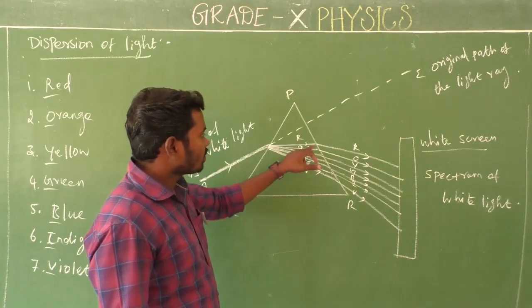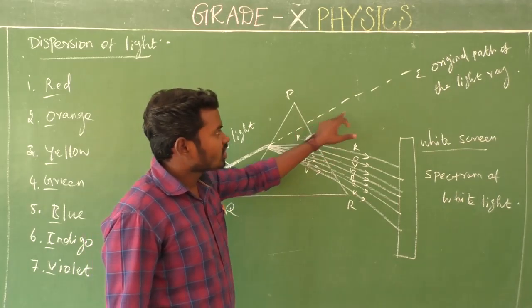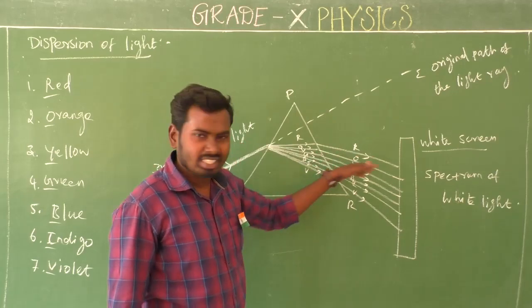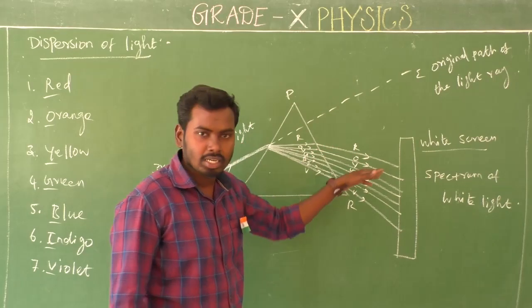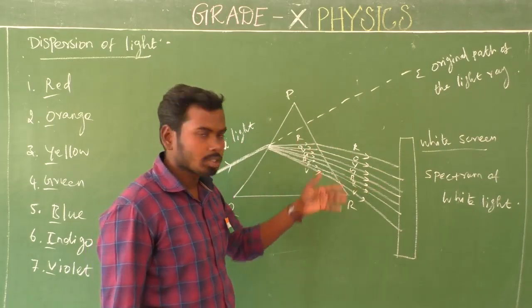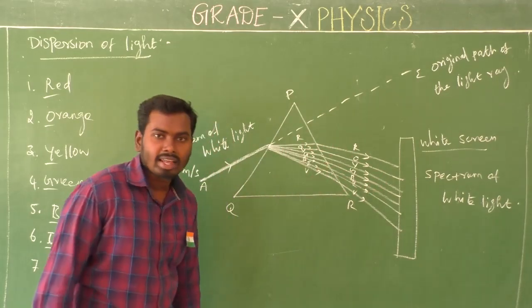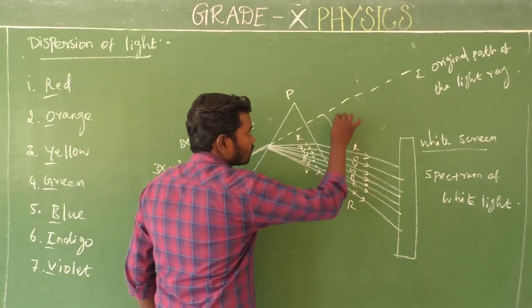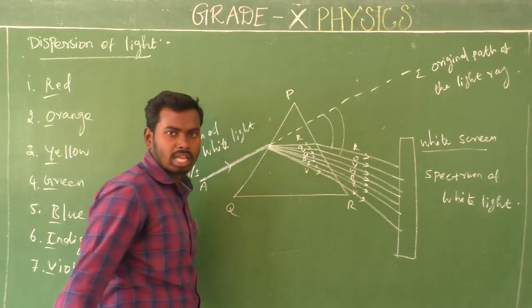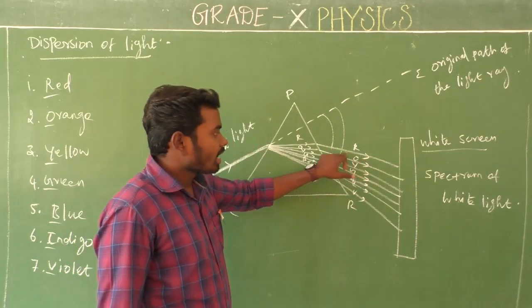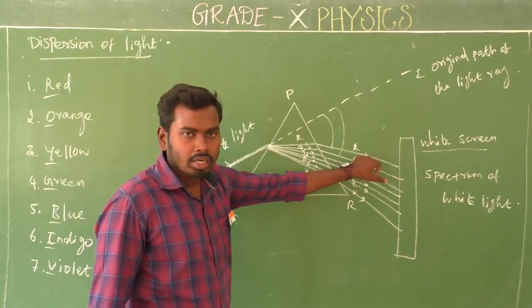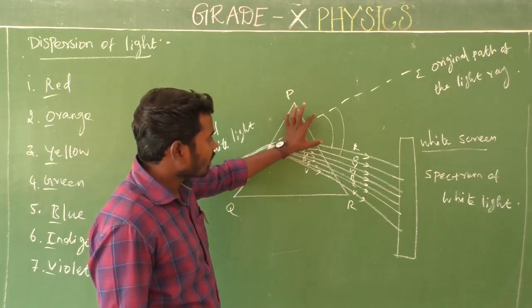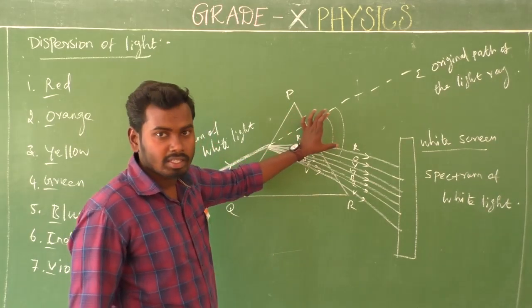Am I right? Yes. So there is some angle between this original path of light and these refracted rays. Sorry, it is the emergent ray because it comes out from the glass prism. The emergent ray. What is the angle? That is the angle of deviation. Look here, this is the angle of deviation: the angle between the emergent ray and the original path of the light ray.